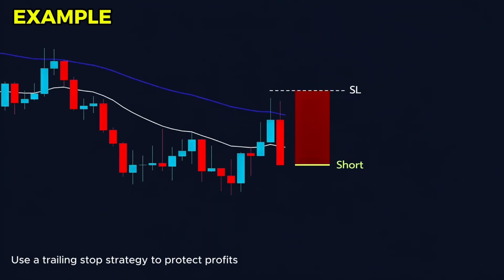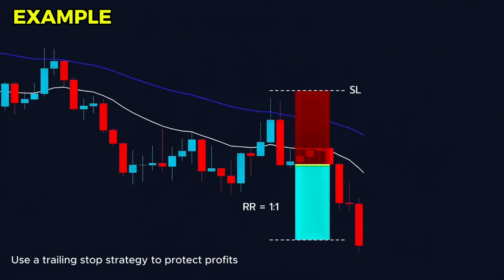For example, when the price creates a small swing low, we move the stop loss up to that level. When another higher swing low forms, we move the stop loss again. We continue doing this until the trend eventually ends. When the price finally reverses and hits our stop loss, we exit the trade. The same concept applies to short trades, but in reverse.